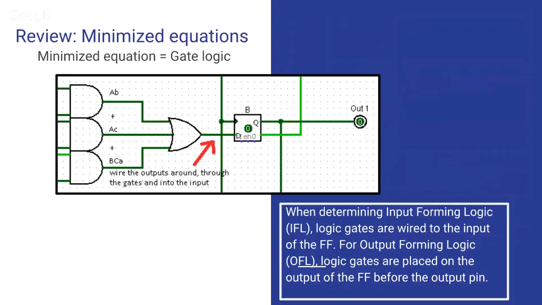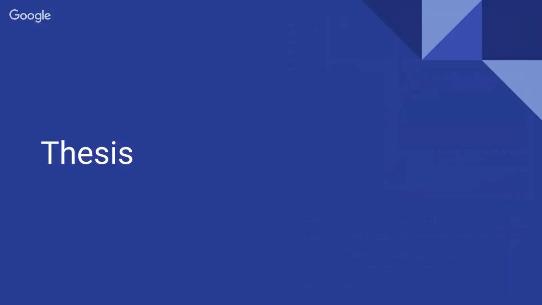Now that you have a minimized equation from your K-map, how do you use it? The equation gets translated directly to gate logic, telling you which outputs to use for each input. In this graphic, you can see that a wire is branched off the output of B and brought around to be used as an input on the flip-flops. Since the equation calls for B and B naught, both outputs will be used. Now we'll flip over to Sarah.